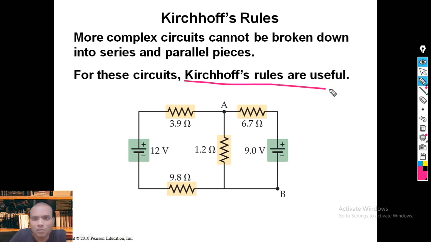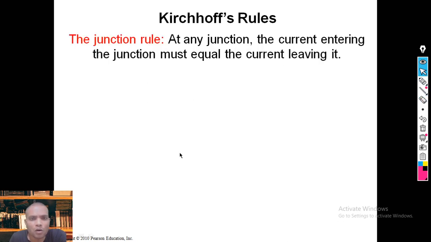These Kirchhoff laws are very useful to find out the total current and the total power consumed by the circuit. We have two very useful laws, known as Kirchhoff laws. The first rule is the junction rule. The junction rule says that at any junction, the current entering the junction must equal the current leaving it.